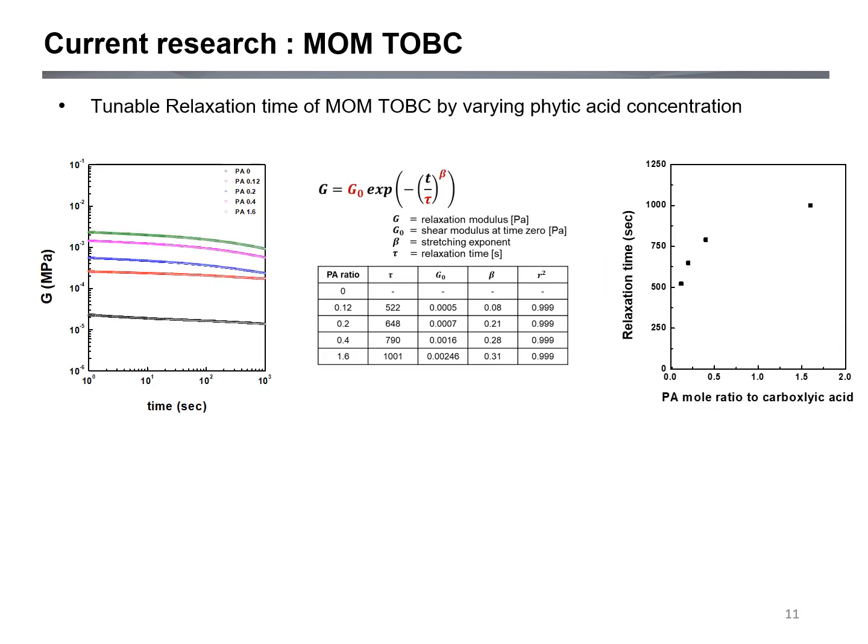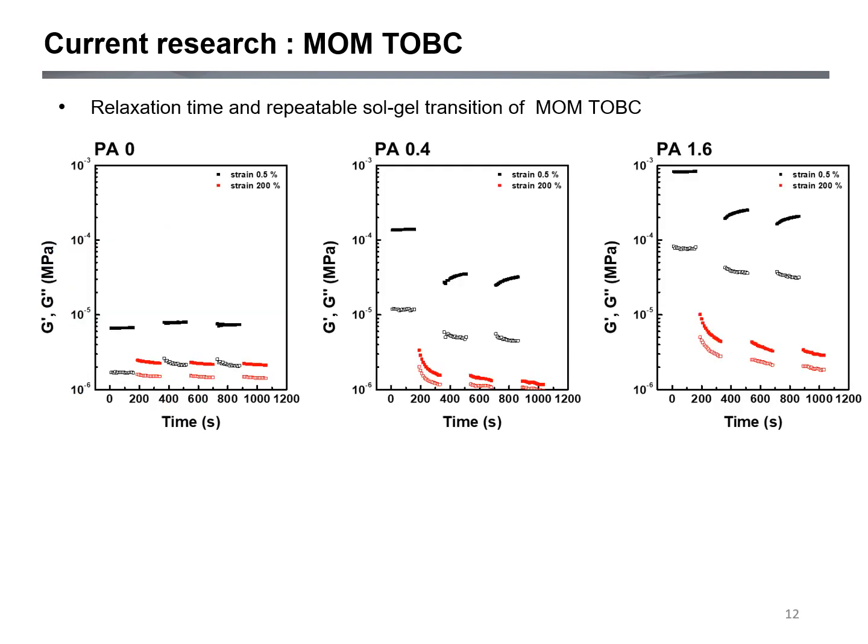The time required for MOM TOCNF to restore its original state was modeled with a stretched exponential model. The more phytic acid is coated on the fiber, the more time is required to regain the original state. These results show the changes in MOM TOCNF behaviors. The more phytic acid added, the more time was needed to rebuild the original structure. It became more thixotropic.